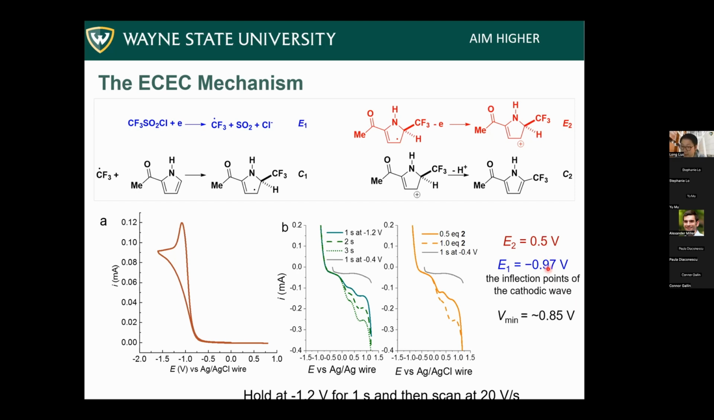So now we have figured out the oxidation potential and the reduction potential for this entire conversion. And minimally, at least 0.85 volts is where you see the current start taking off.